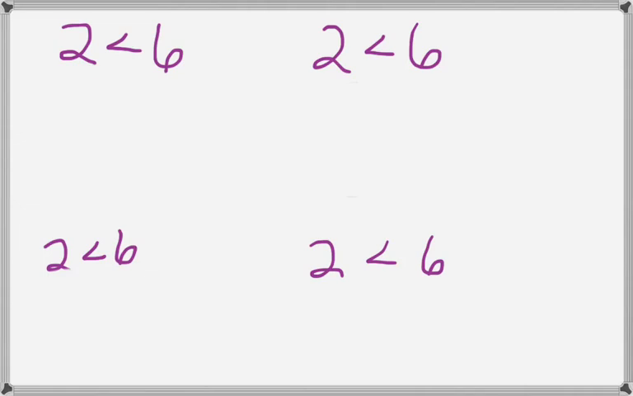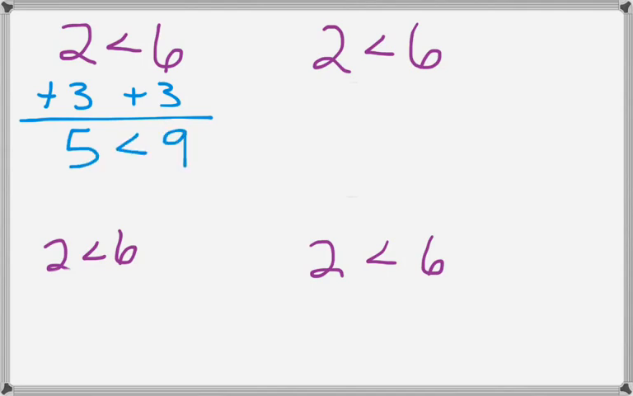So let's examine what happens with an inequality. Say I want to add the same number to both sides. I'm starting with a true statement here, right? 2 is less than 6. That's a true statement. What I want to see is if I do the same thing to both sides of the inequality, is it still a true statement or not? Well, it looks like if we add a number to both sides, we still get a true statement. 5 is less than 9. That is a true statement. So adding a number to both sides, good to go.